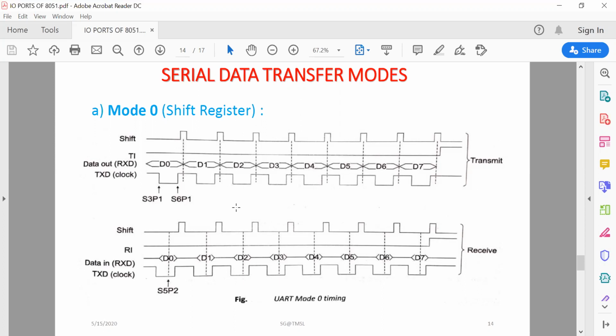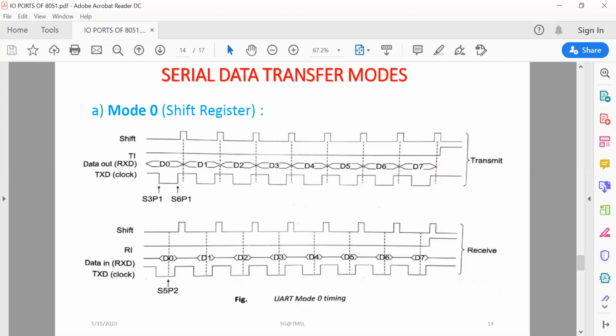Total 12 cycles are available for one complete cycle. Okay, one complete instruction cycle. It is divided in such a way, one machine cycle, sorry, not instruction cycle, one machine cycle, and this machine cycle basically uses two clock signals.